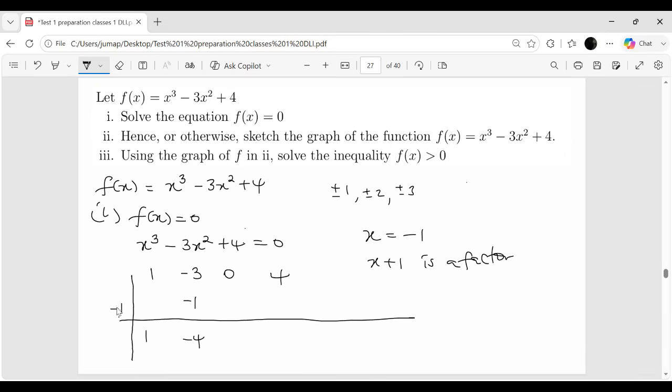Then negative 4 will multiply with negative 1, and it is going to give me positive 4. Then 0 plus 4, it will give me a 4. Then 4 times negative 1, it will give me negative 4. Then 4 plus negative 4, it will be a 0. Meaning that it is a factor. You've seen, right?